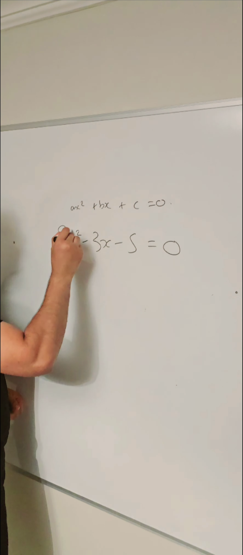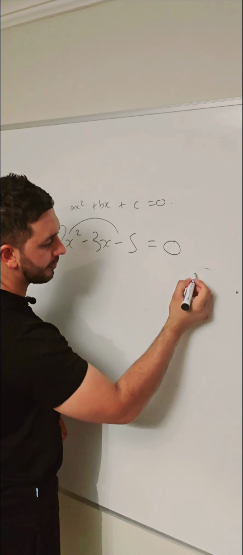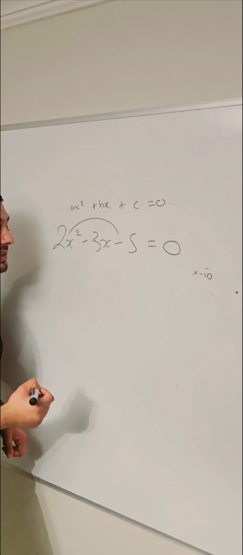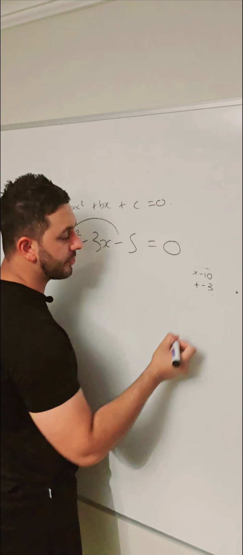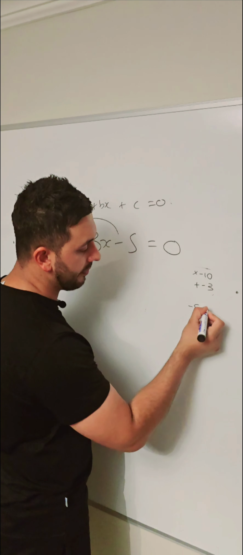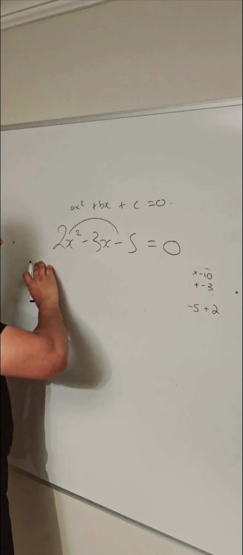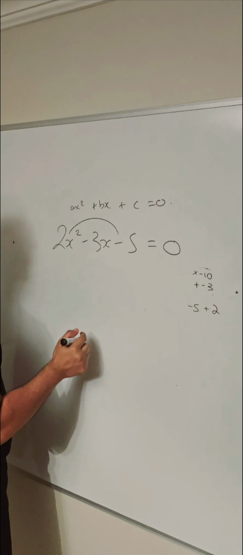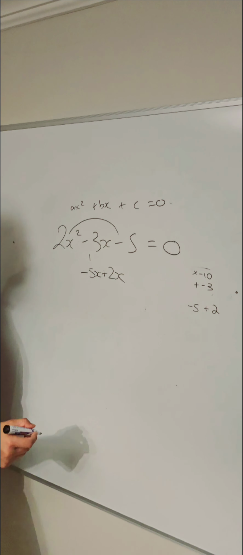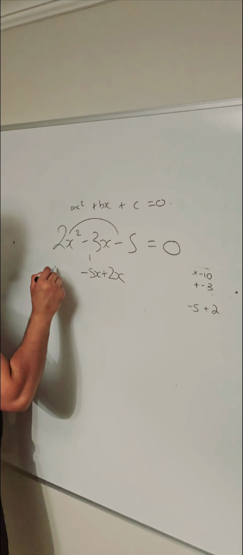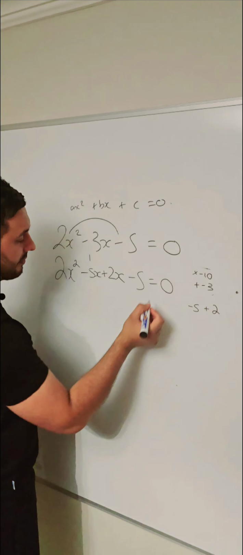Okay, 2 times minus 5 is minus 10. So I multiply the a and c by each other. And now what I need is two numbers that multiply to minus 10 but add to minus 3. Those two numbers are negative 5 and positive 2. I'm now going to write out the equation again, but I'm going to replace the minus 3x with minus 5x plus 2x. And we bring down the rest of the equation, guys. So bring down the 2x squared and bring down the minus 5 equals 0.